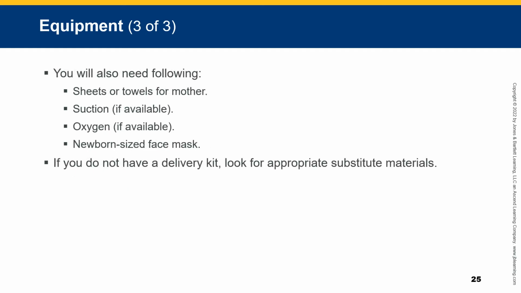In addition to an OB kit, you will also need the following items: sheets or towels for the mother, suction if available, oxygen if available and you're trained to use it, and a newborn-sized face mask. If you do not have a delivery kit, look for appropriate substitute materials.